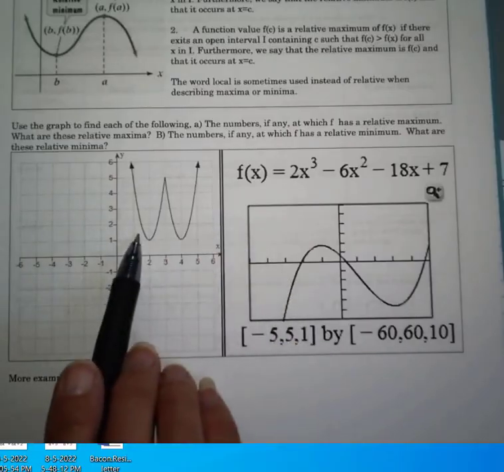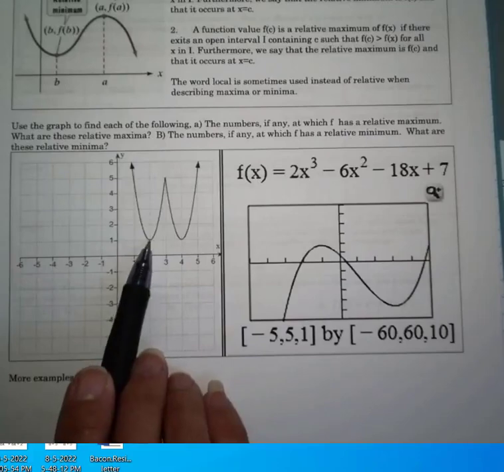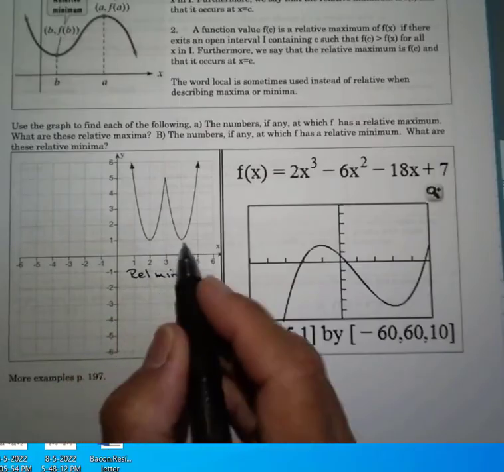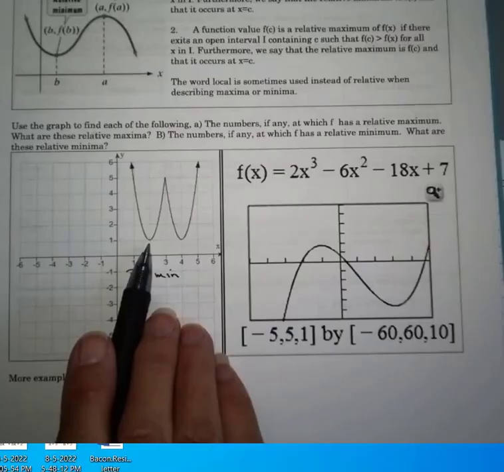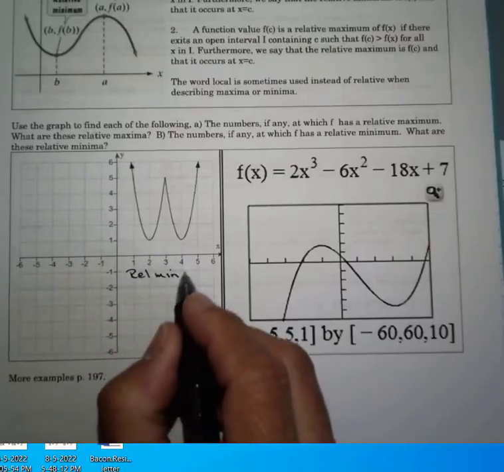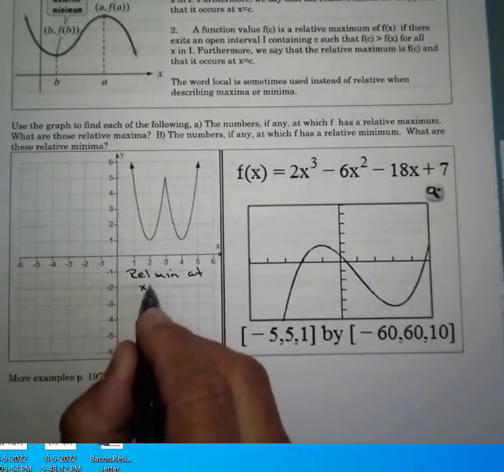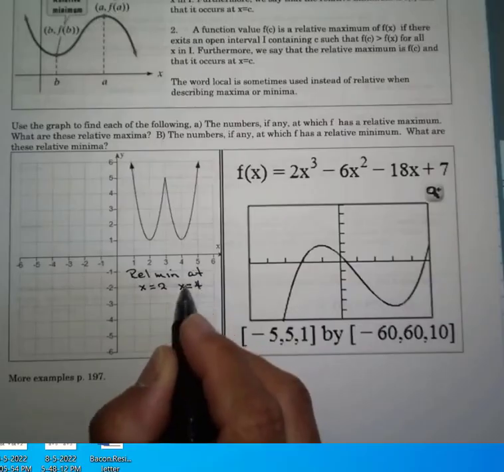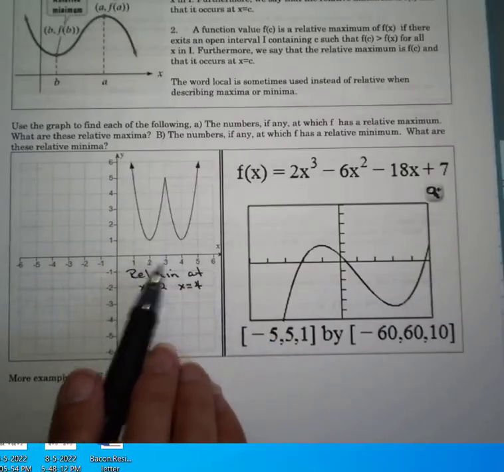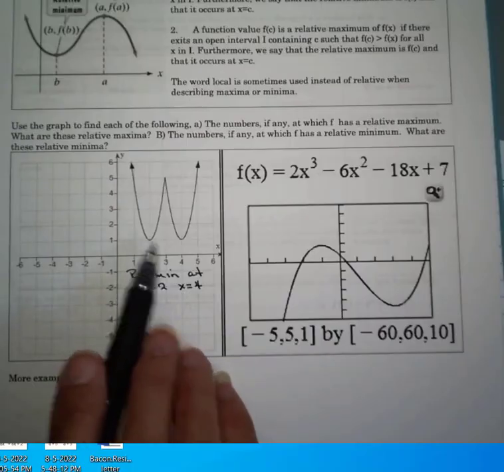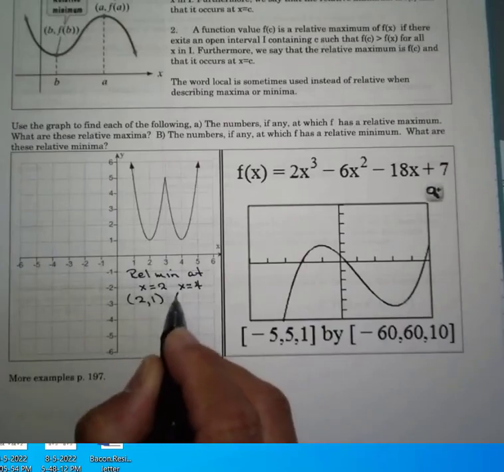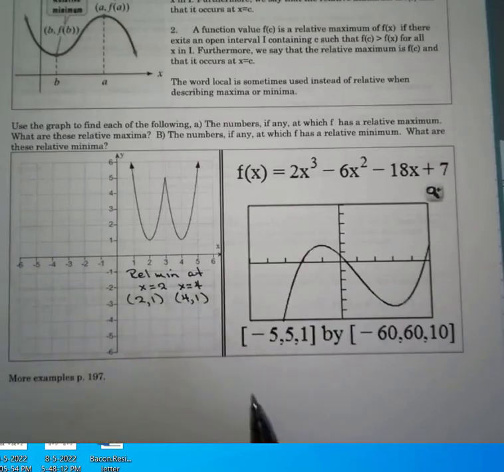Now, I'm going to go for the relative minimum first because it's the first thing I see. I'd say it has a relative minimum right here at x equals 2 and again at x equals 4. What is that relative minimum? Well, it looks like it is going to be (2, 1) and (4, 1). So I'm going to put those down: a (2, 1) and a (4, 1), the relative minimums I'm seeing.